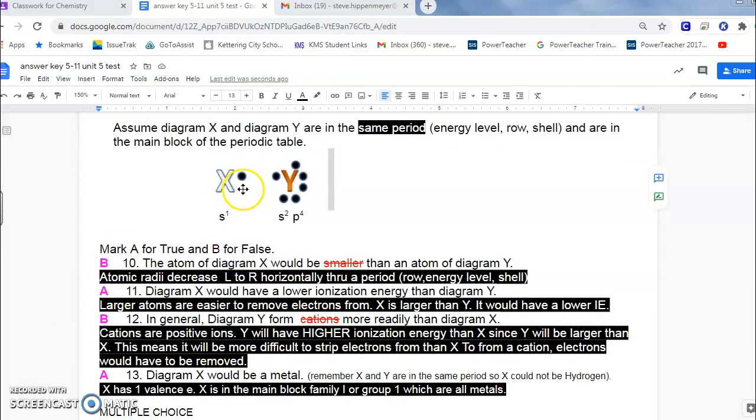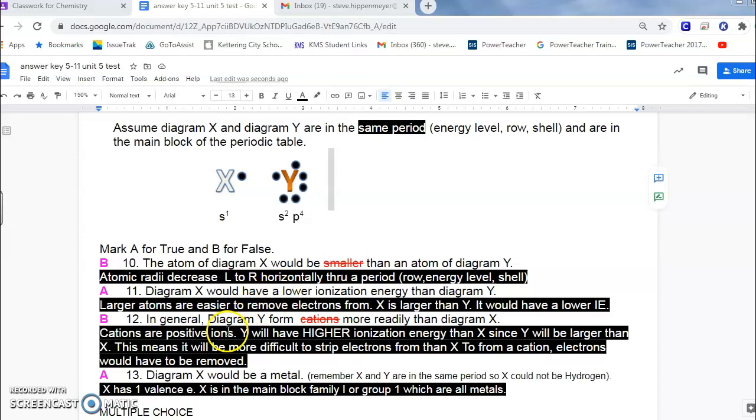Diagram X would have a lower ionization energy. Well, we just realized in question 10 that X is bigger than Y. They're in the same row. They get smaller left to right. So X is the bigger one. Y is the smaller one. X would be easier to strip. Yes, it would have a lower ionization energy.